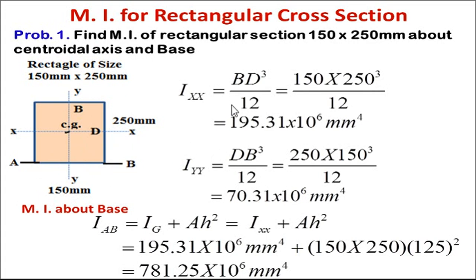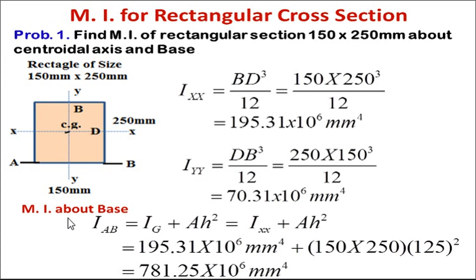About Ixx, it is BD cube by 12. B is 150, D is 250 cube by 12. You will get MI about xx as 195.31 into 10 to power 6 mm raised to 4. Unit of MI is mm raised to 4. About Iyy, the vertical axis, it is DB cube by 12. Taking D 250, B 150 cube by 12, you will get 70.31 into 10 to power 6 mm raised to 4. It is MI about the y axis.